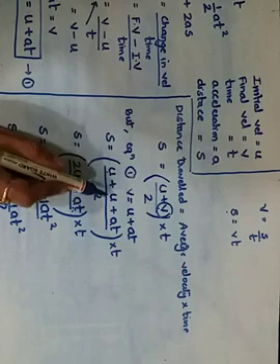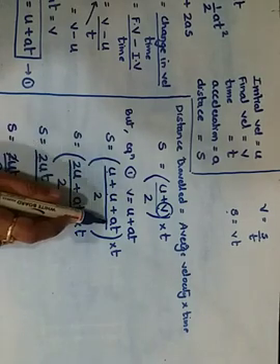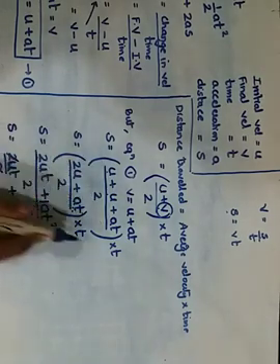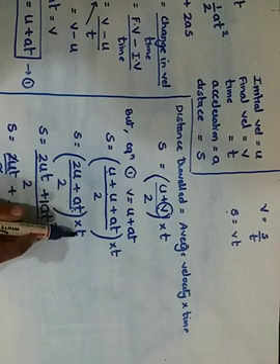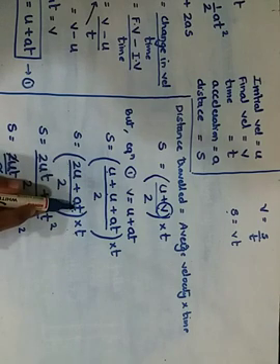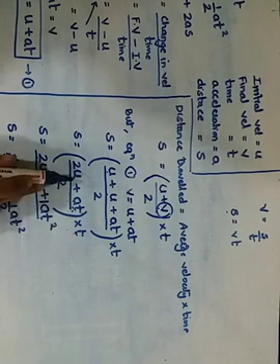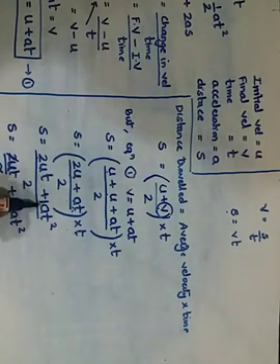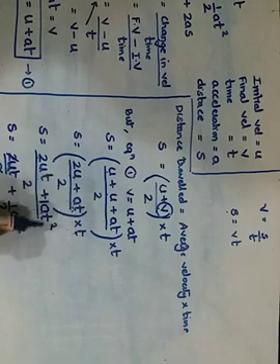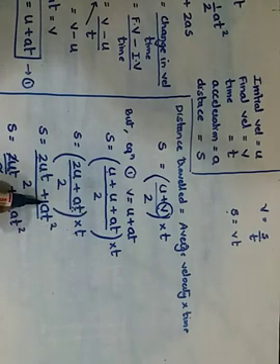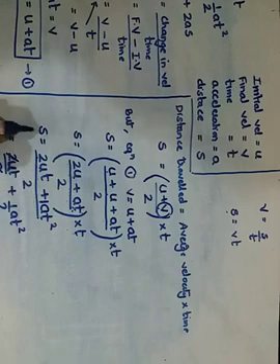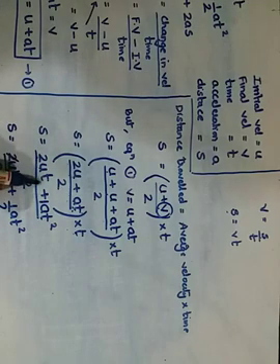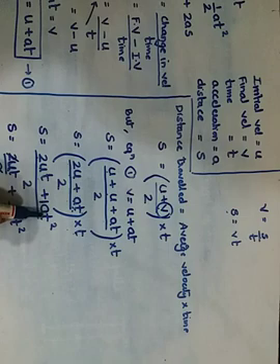U plus this u has become 2 times u plus at as it is, 2 as it is and t as it is. This t is multiplied to both the terms inside the bracket. So when multiplied by the first term, it becomes 2ut. By the second term, it is at square, because t into t is t square. Here I have put a coefficient 1 upon 2. That is s is equals to 2ut upon 2 plus half at square upon 2.